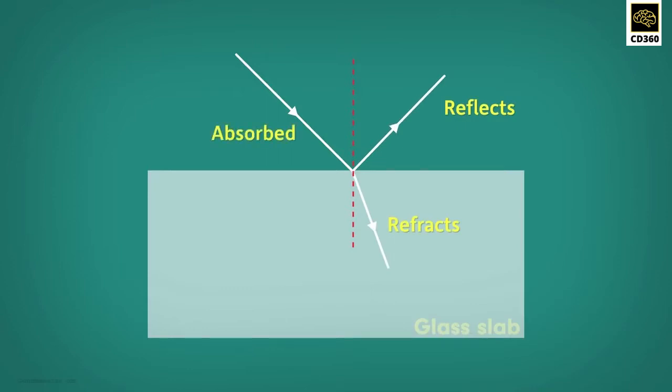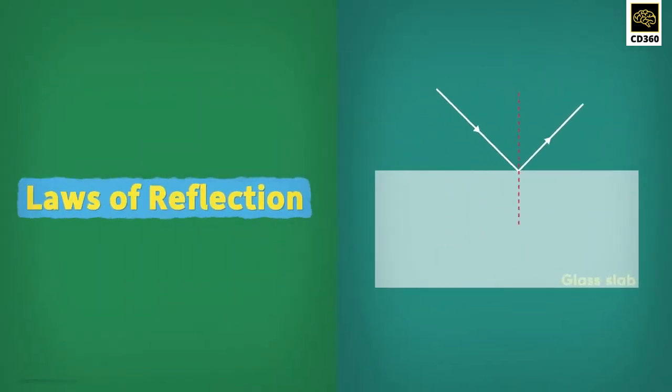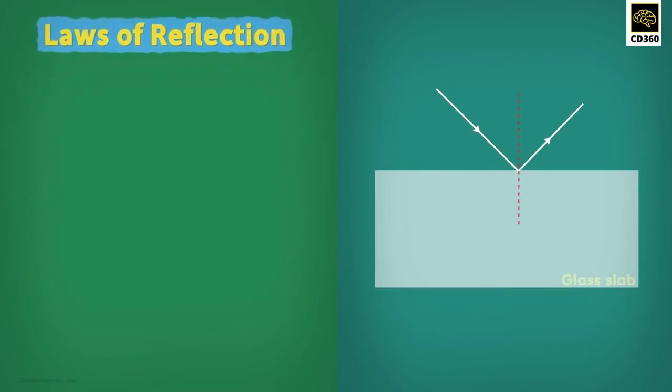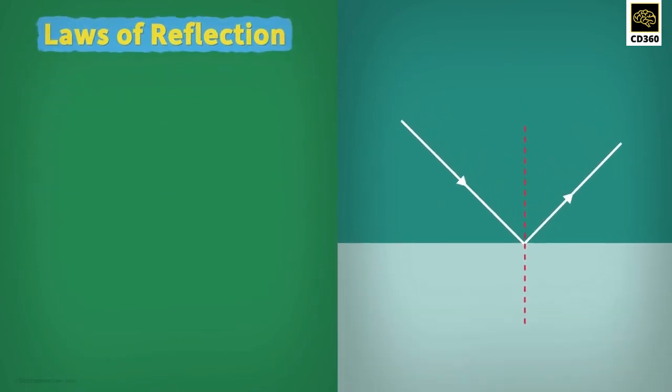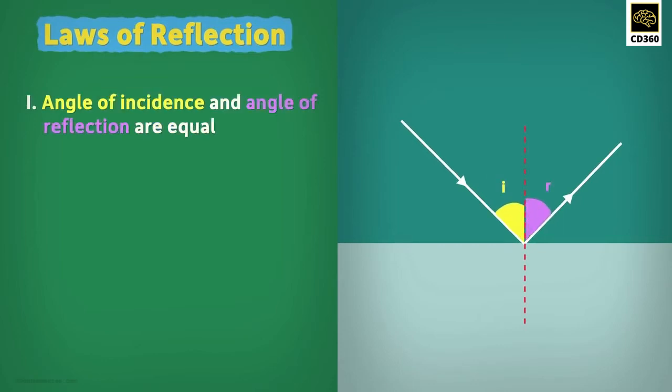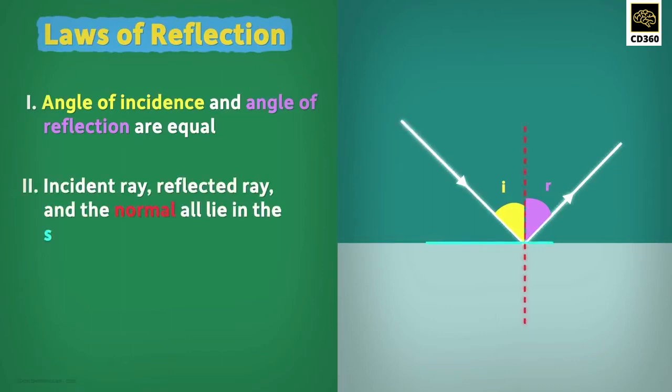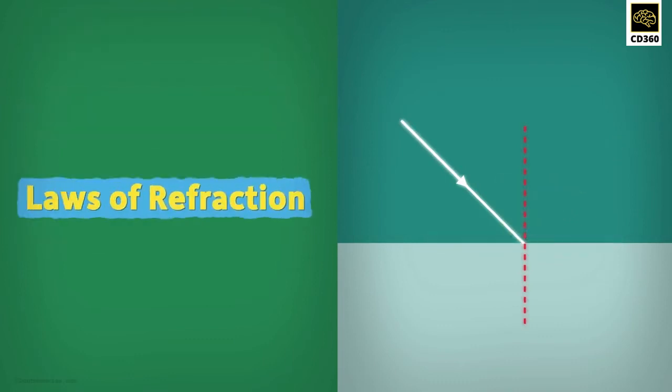In the past, we have already discussed the laws of reflection. Do you remember those laws? The first one says that the light ray which is incident is reflected in such a way that the angle of incidence and the angle of reflection are equal. And the second one says that the incident ray, the reflected ray, and the normal all lie in the same plane. Just like for reflection, there are some laws for refraction.